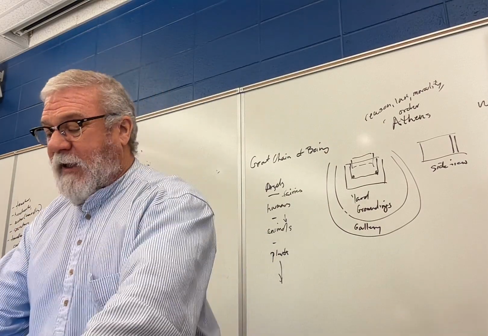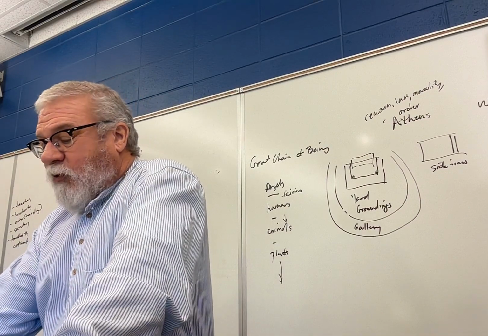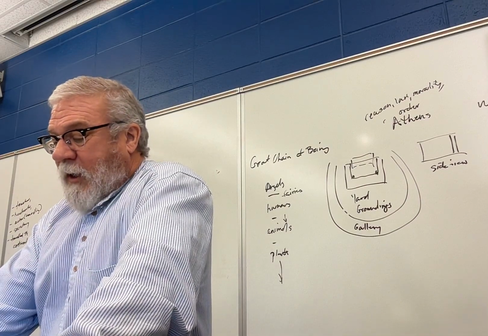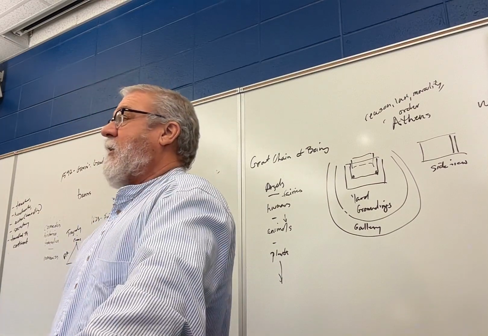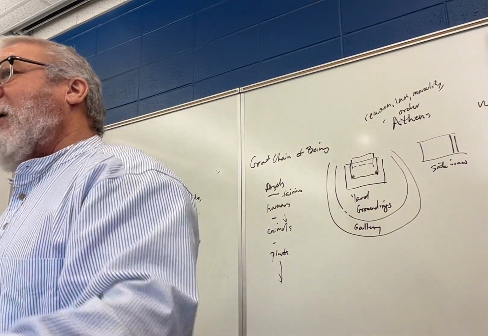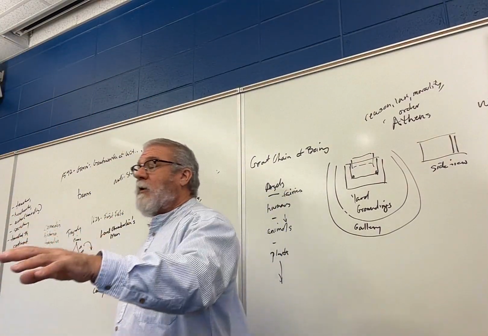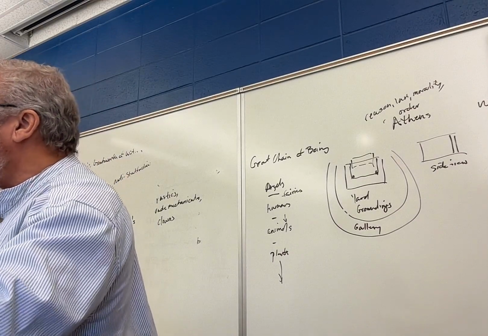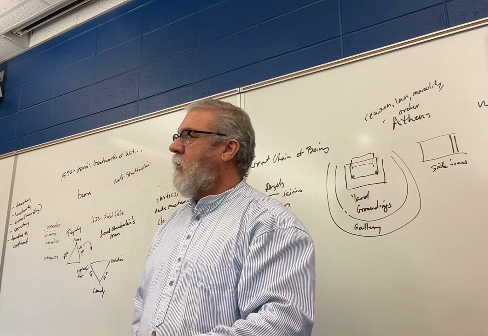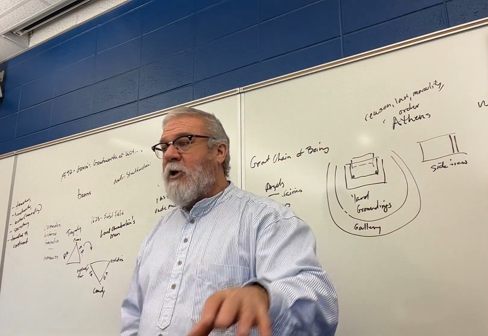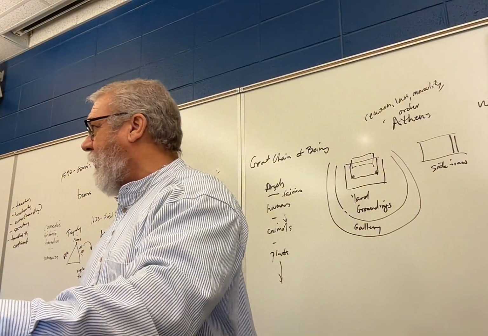Hippolyta says, "Four days will quickly steep themselves in night, four nights will quickly dream away the time. And then the moon, like to a silver bow, new bent in heaven, shall behold the night of our solemnities." What is she saying about the passage of time? Because his comments are all about time is going too slow. She says, no, it's not. The time's going to fly by. Shakespeare didn't know this, all right? But what is he talking about here?